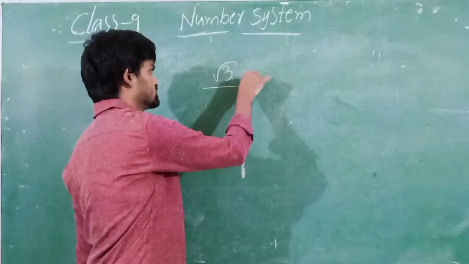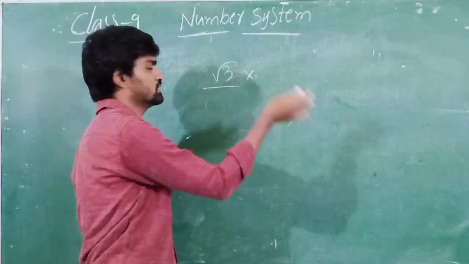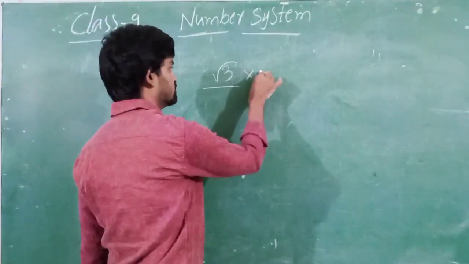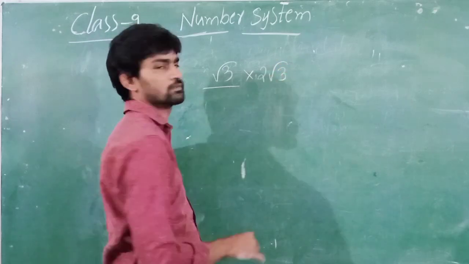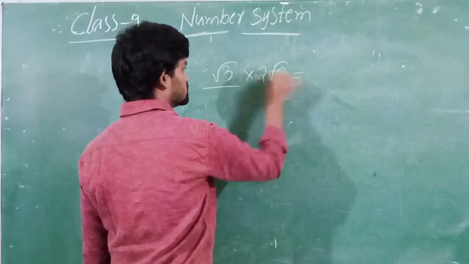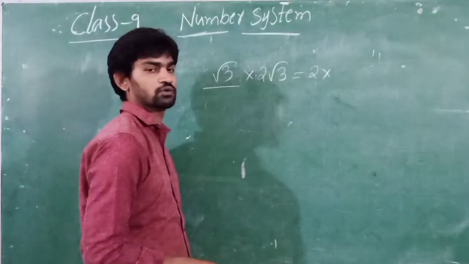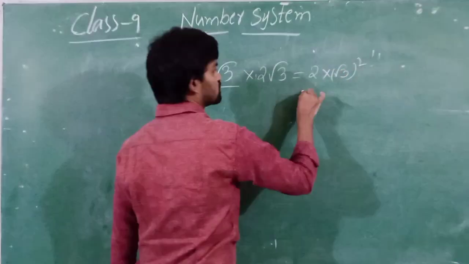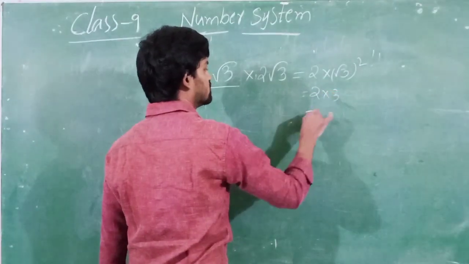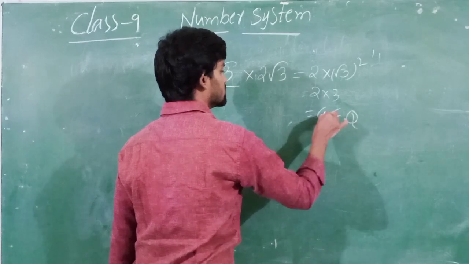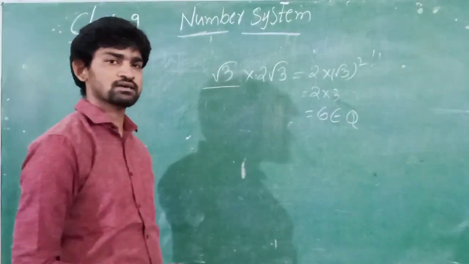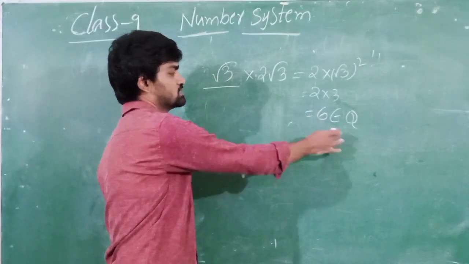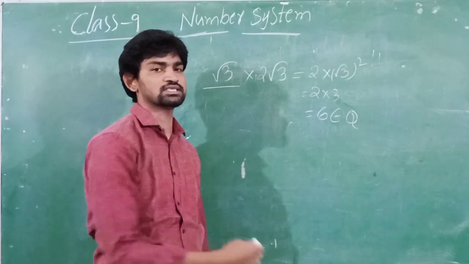Now let us see this. I want to convert this root 3 into a rational number, so I have to multiply it with something. If you multiply with 2 root 3, what do we get? 2 stays out, root 3 into root 3 is root 3 whole square, which is nothing but 3. What we got is 6, which is a rational number. Now I converted root 3 into a rational number. This process is called rationalization.